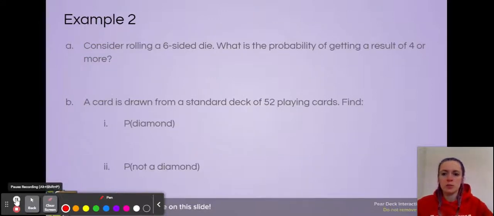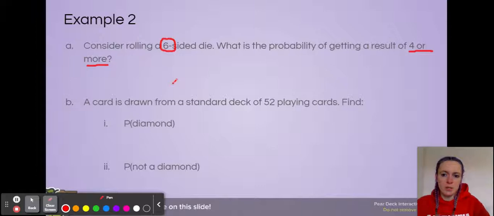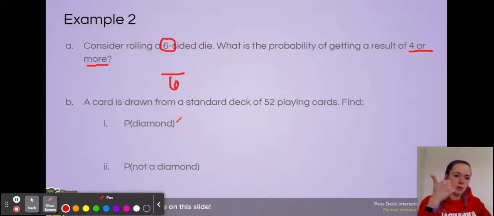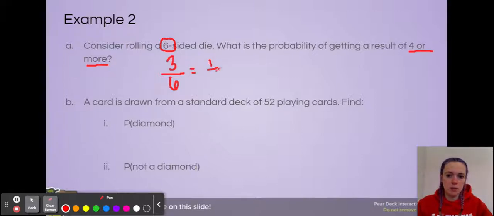Our final example, example 2. Consider rolling a six-sided die. What's the probability of getting a result of 4 or more? So a six-sided die means that my denominator is going to be 6. 4 or more means I can get a 4, a 5, or a 6. So I'm looking at 3 of those 6 sides. And again, either simplify the fraction or write it as a decimal.